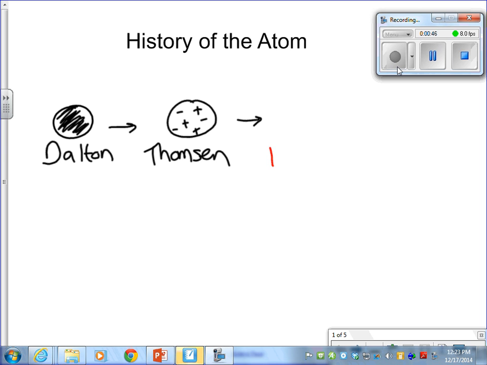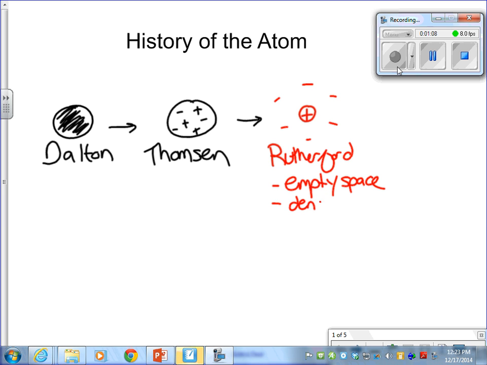He is important. Rutherford said that there is a dense, positively charged nucleus. The electrons are around the outside, but most of the atom is empty space. He came up with this in his gold foil experiment, empty space and dense positive core.